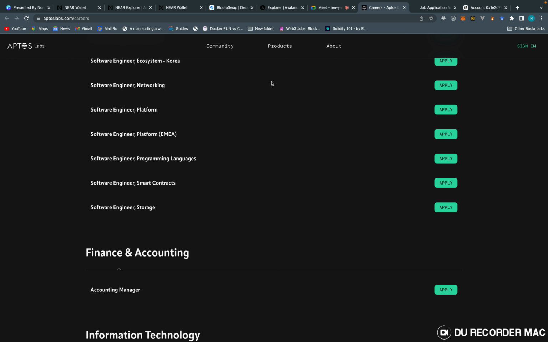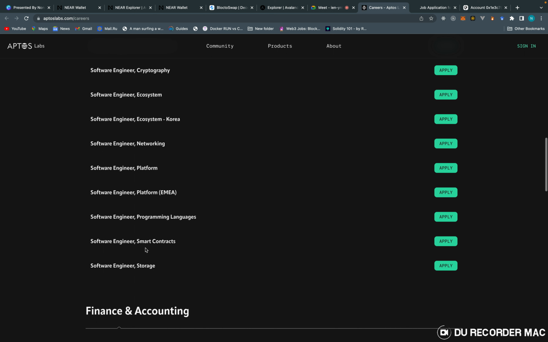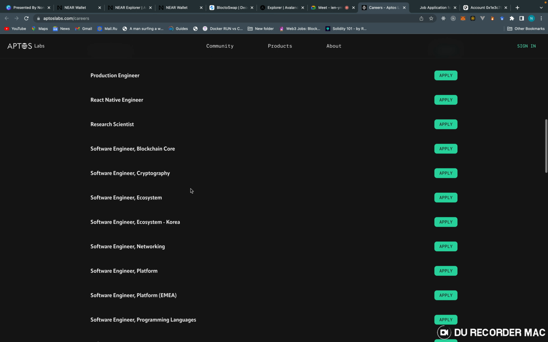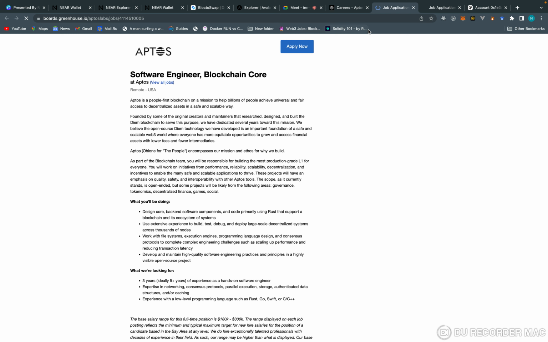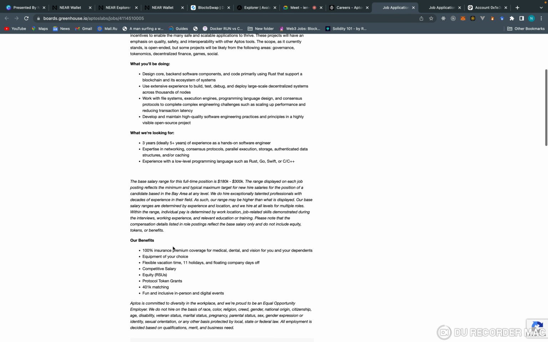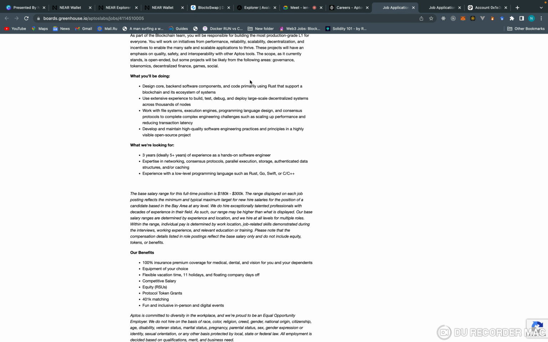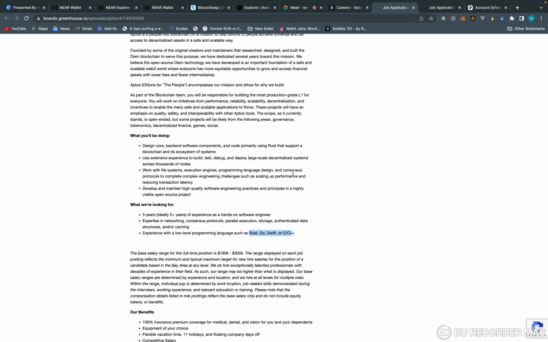Can you check out blockchain core? That one there, you see they're asking for Rust, Go, Swift, or C++. Software engineer, blockchain core. Software engineer, programming language, because we have cryptography under that one, at the very top. Yeah, I've seen it. Okay, so where is it? Yeah, this one. What we are looking for: Rust, Go, Swift, or C/C++. Yeah, this one.